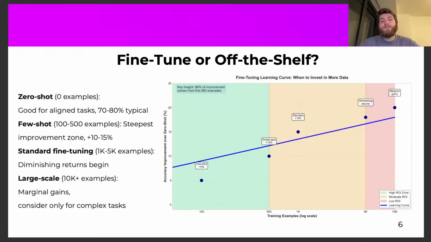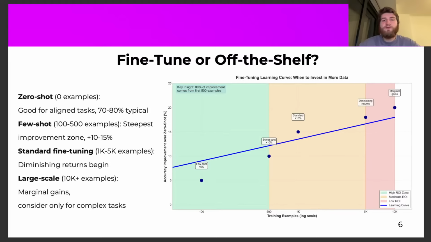Now, a question which comes up quite often: should I fine-tune or just use a model off the shelf? The answer depends on 3 factors. Factor 1: how much labeled data do I have? Look at this learning curve chart. The horizontal axis shows fine-tuning examples from 0 to 10,000, and the vertical axis shows accuracy improvement over zero shot. With 0 examples, you're doing zero shot inference. The model uses only what it learned in pre-training.